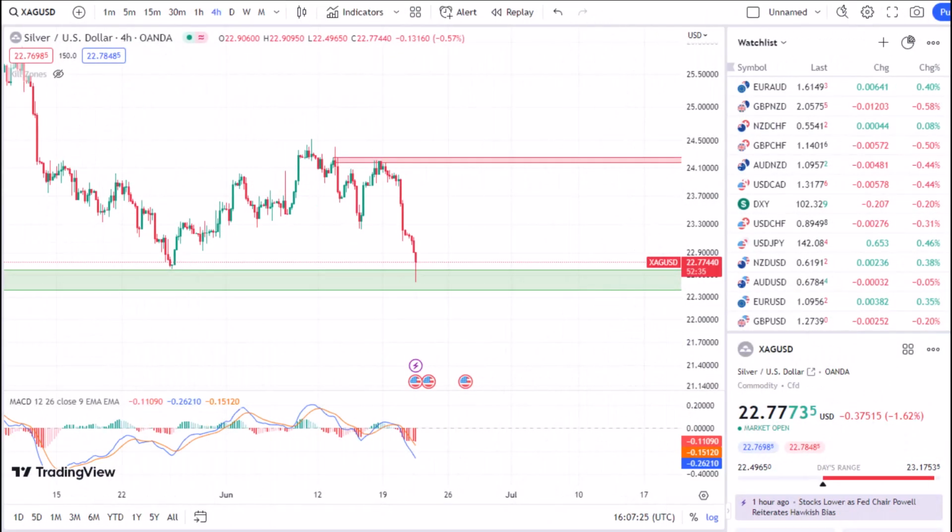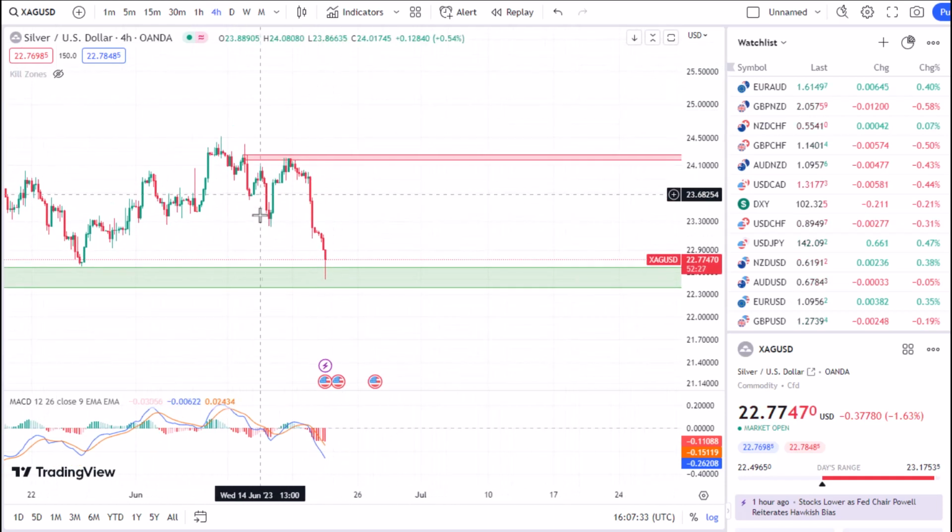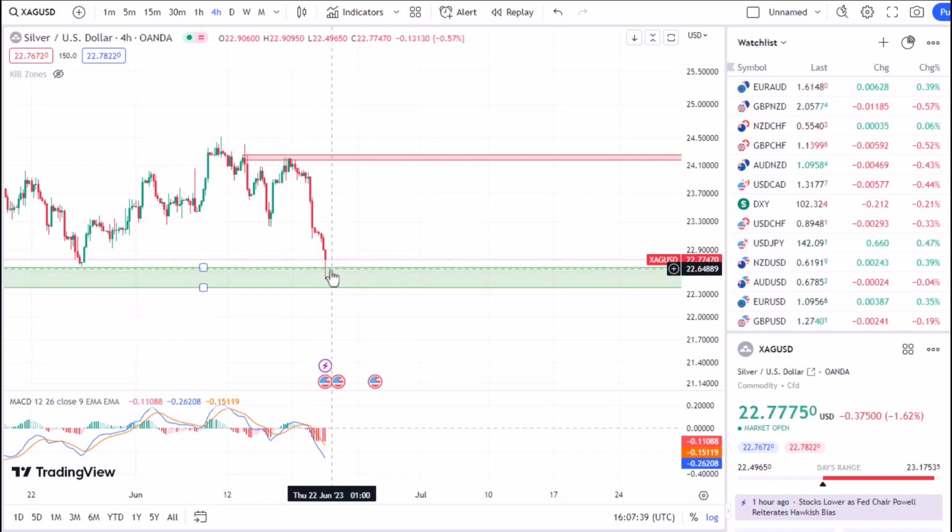Okay, now we're on the chart. As you can see, we are on XAGUSD, aka silver per US dollar, on 4 hour. And as always, I've pre-drawn some zones for you. The green zone this time is both our trading zone and a support zone to our trade, which is going to be a buying trade.